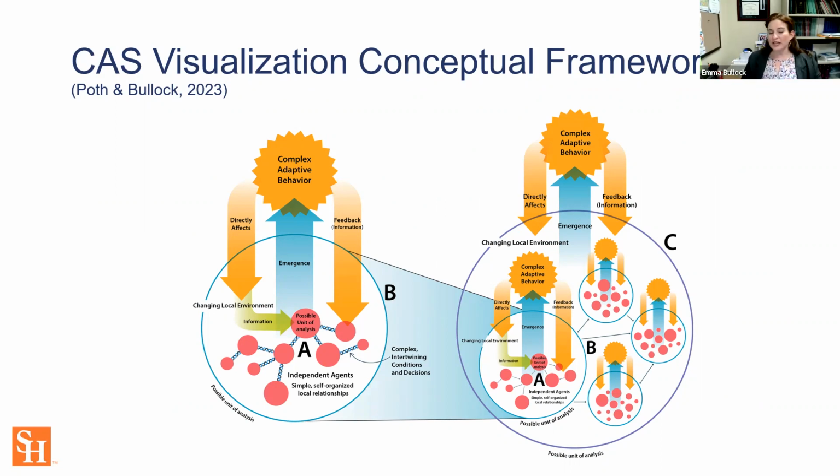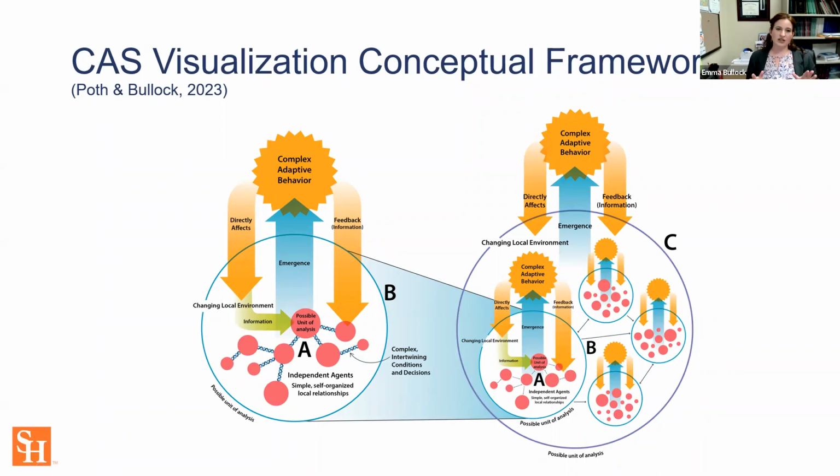Now, to those who are new to complexity, of course, this kind of visualization is a great starting place. We need a place to be able to talk about how we could have different possible units of analyses. It could be someone here at the individual level, or we could have a unit of analysis that's at the group level, that's made up of individuals, independent agents that are simple, self-organized local relationships and all of that. I'm kind of going through this quickly because you guys are all in this vein already. And then we can see, oh, our unit of analysis could be a collection of groups that we want to look at. And then we have our feedback loops and emergence and complex adaptive behavior.